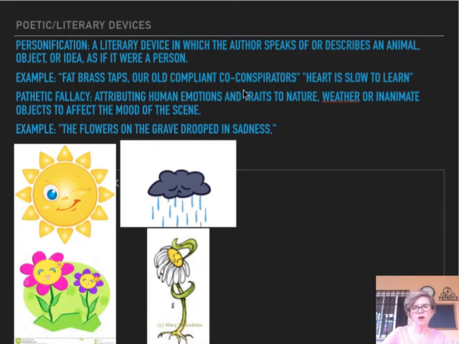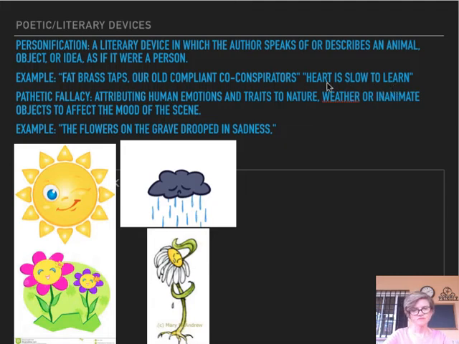Okay, that poem "Plenty" that you have a copy of, this example here comes from that. "Fat brass taps are old compliant co-conspirators." She's talking about the taps on the tub and referring to them as if they're co-conspirators in her evil plot to steal an extra inch of water for her bath. Okay, here in Sonnet 29, this example says, "Heart is slow to learn." It talks about her heart as if it's a person who can learn something, or in this case, is slow to learn it.